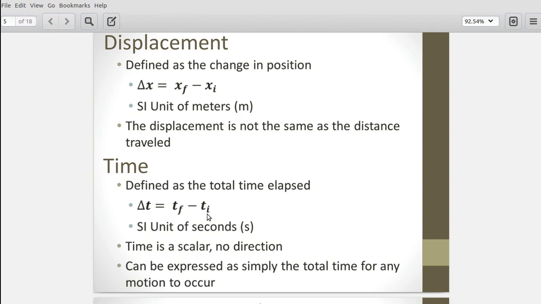So this delta t, what I'll do later is I'll probably end up just dropping this delta t in a lot of equations because we take t initial to be 0 most of the time. So it's a scalar. It doesn't have a direction. It's always going to be positive.